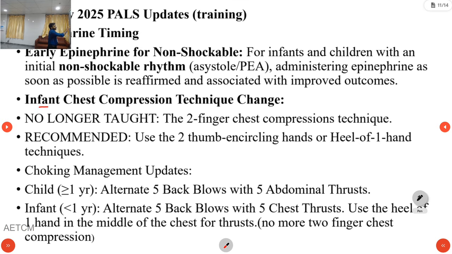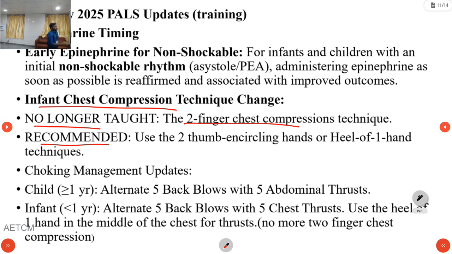The next thing is the infant chest compression technique change. The 2-finger chest compressions are no longer taught. They have removed the 2-finger method of performing CPR, especially in the infant age group. Previously we used to say that we can perform the 2-finger method for CPR in infants. Now they have removed it.